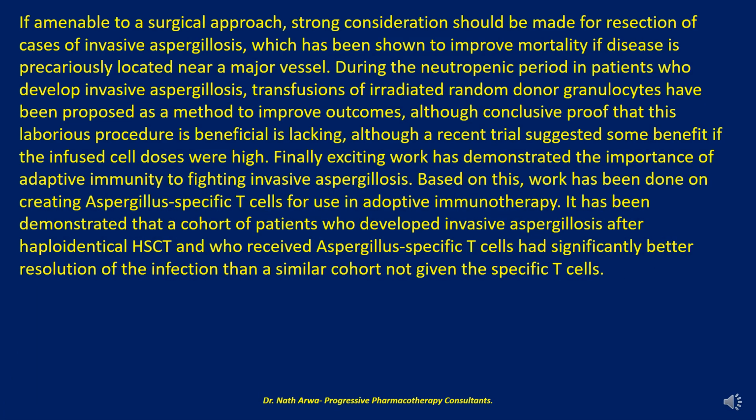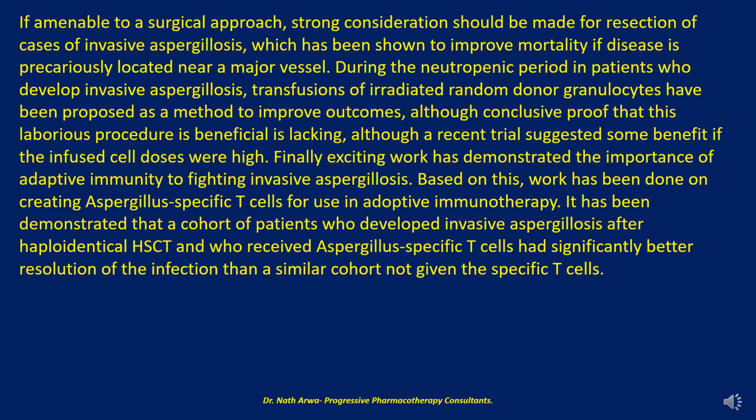If amenable to a surgical approach, strong consideration should be made for resection of cases of invasive aspergillosis, which has been shown to improve mortality if disease is precariously located near a major vessel. During the neutropenic period in patients who develop invasive aspergillosis, transfusions of irradiated random donor granulocytes have been proposed as a method to improve outcomes, although conclusive proof that this laborious procedure is beneficial is lacking, although a recent trial suggested some benefit if the infused cell doses were high.